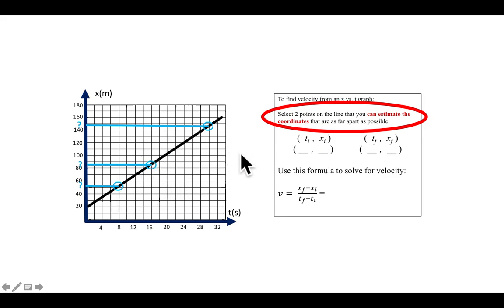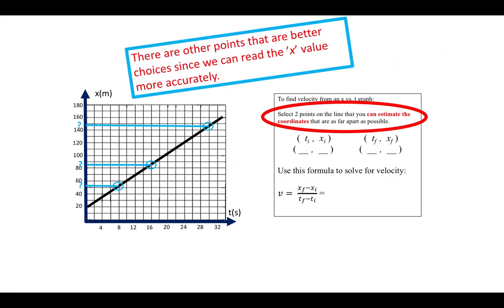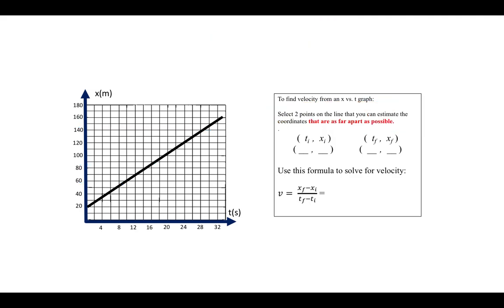So let's go on now to some that are better choices. We're going to choose some points where we can more accurately read the x value. If we begin again, we want to make sure that we're choosing points that are as far apart as possible. That makes our velocity calculation more reliable and more accurate. So I want to start at t equals 0 and determine whether or not I can read the data point off for that. And I can.